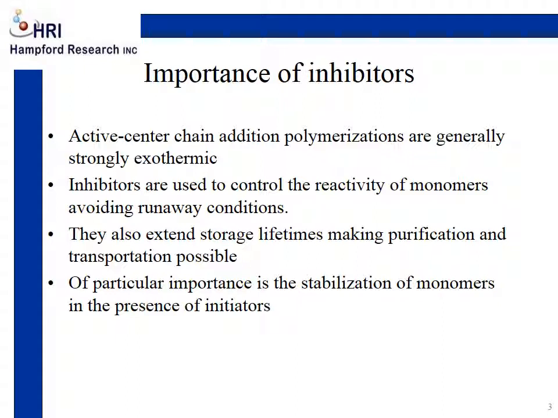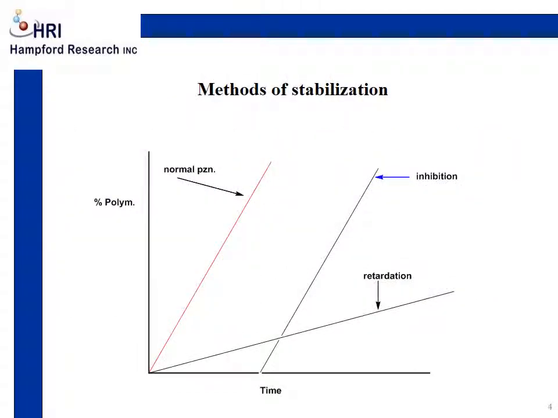Active center chain addition polymerizations are generally strongly exothermic. Inhibitors are used to control the reactivity of monomers, avoiding runaway conditions. They also extend the storage lifetimes, making purification and transportation possible. Of particular importance is the stabilization of monomers in the presence of initiators. This is demonstrated in this simple graph.